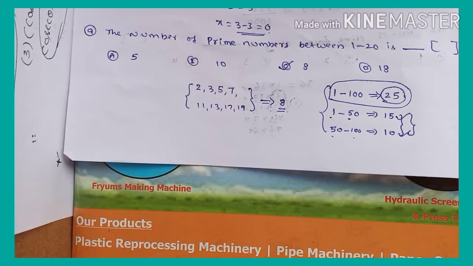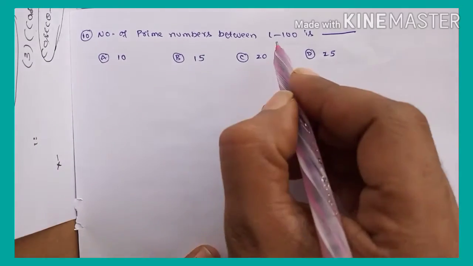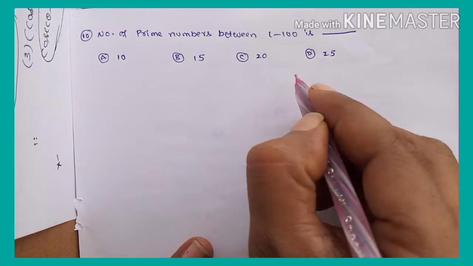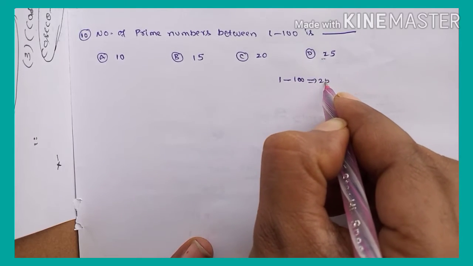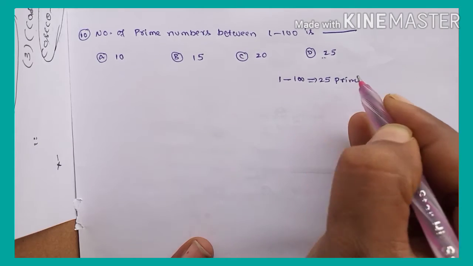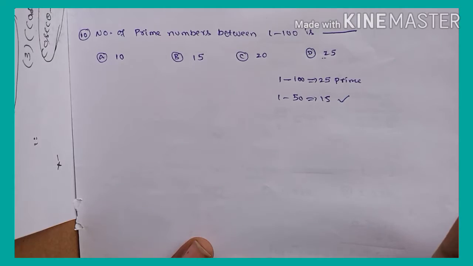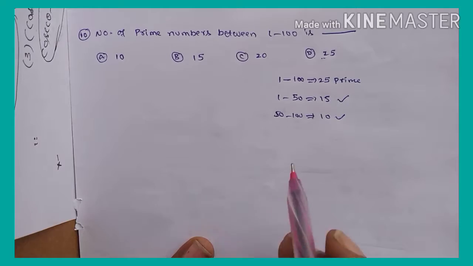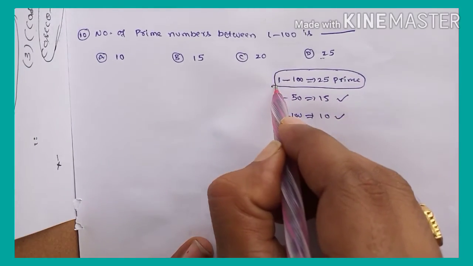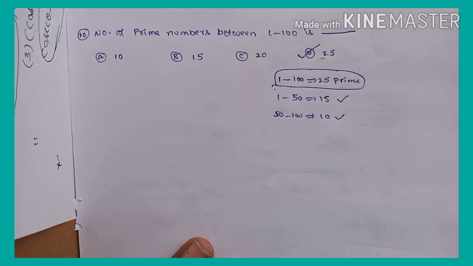Okay, next one. Now the bit is: the number of prime numbers between 1 to 100. As per our discussion, how many prime numbers are there from 1 to 100? There are 25 prime numbers. If it is 1 to 50, there are 15 prime numbers. If it is 50 to 100, there are 10 prime numbers. So the number of prime numbers between 1 to 100 is 25. So option D is correct.